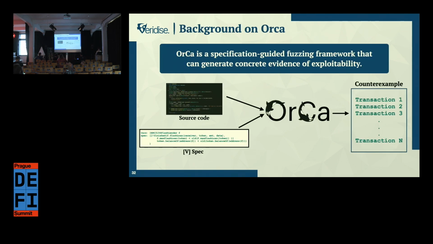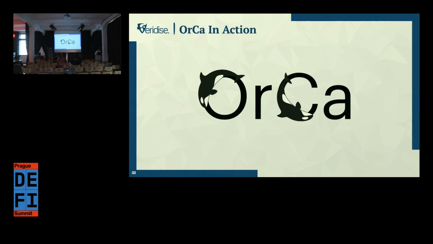So Orca is a specification-guided fuzzing framework that can generate concrete evidence of exploitability. So basically, the users provide the source code and a specification, and Orca, if it finds a violation, will output a counterexample, which consists of a set of transactions along with their input that led to this violation of the specification. All right, so we also prepared a demo for Orca, so let's see it in action.